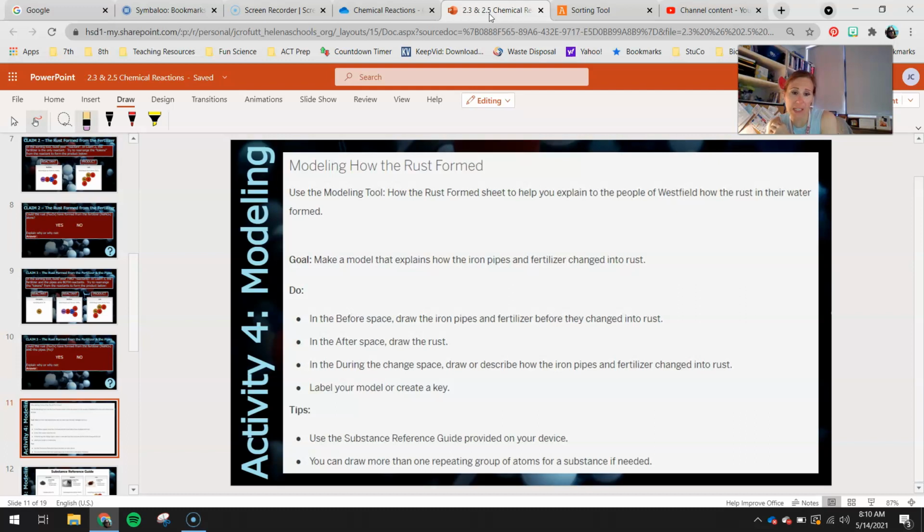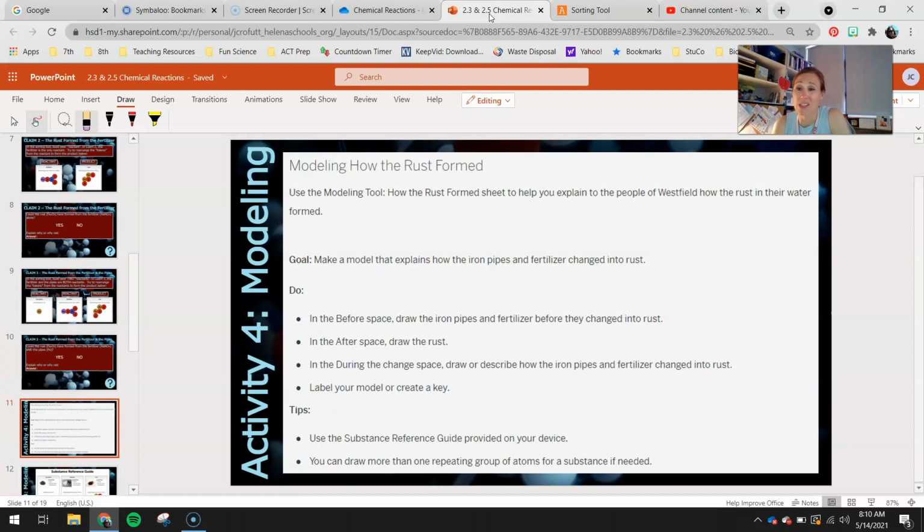In the before space, draw the iron pipes and fertilizer before they changed into rust. However that looks for you, I would maybe do it on an atomic scale similar to what we've been doing, where you draw circles and maybe label them. In the after space, draw the rust. In the during the change space, draw or describe how the iron pipes and fertilizer changed into rust. Label your model or create a key. So that's where you want to talk about how those atoms rearrange themselves.